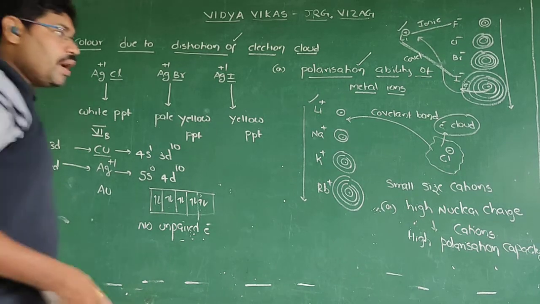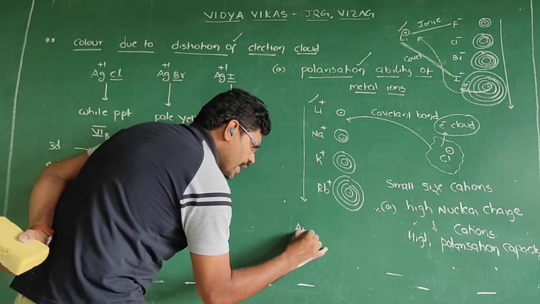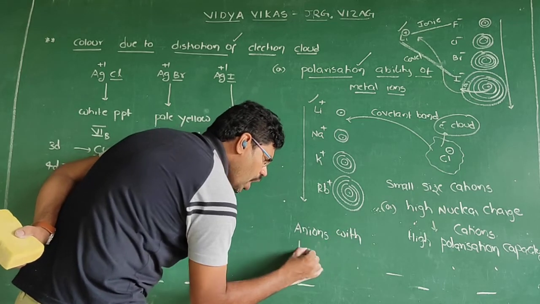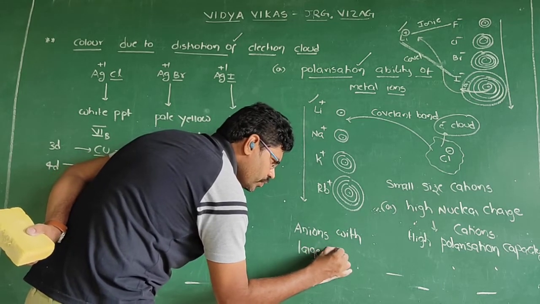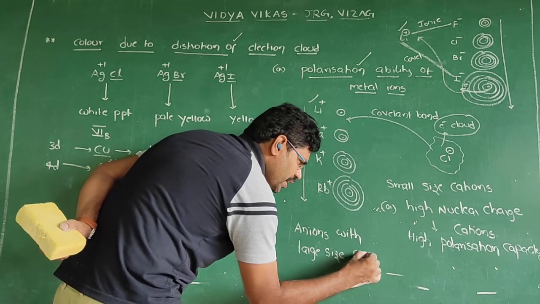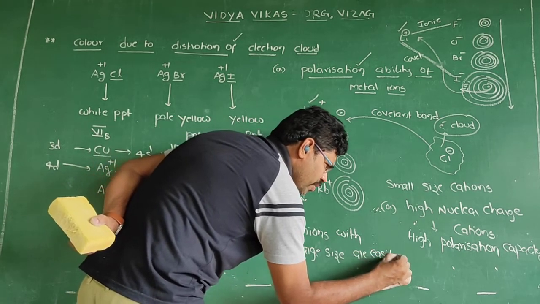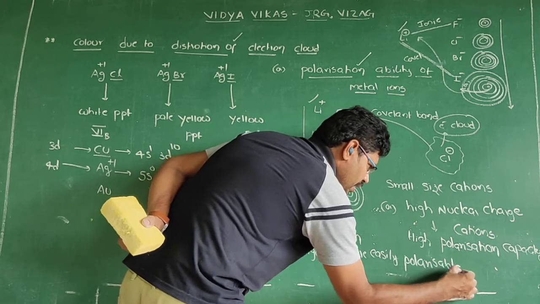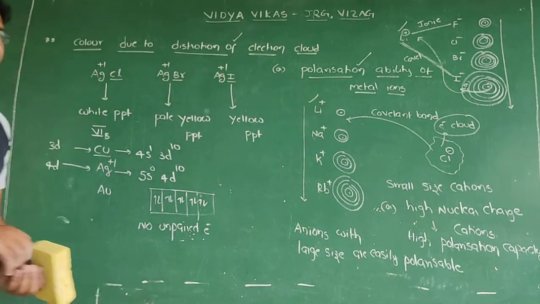Okay, now but what about anions, sir? Dear students, anions with large size are easily polarized. Large size ones are easily polarized.